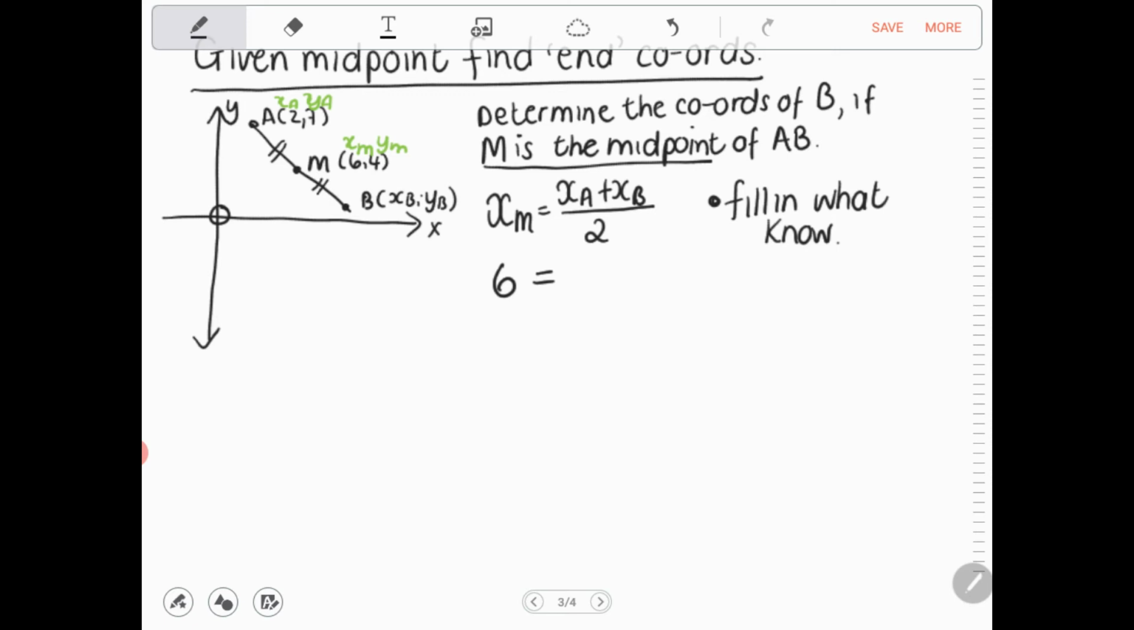Okay, so x at M is 6, x at A is 2. We don't know what the x at B is, so I'm going to write xB there, and we're going to divide it by 2. All right, now this is an equation, and you're going to solve it. All right, and we're solving for the x at B. So the first thing with this equation is there's one term on each side.